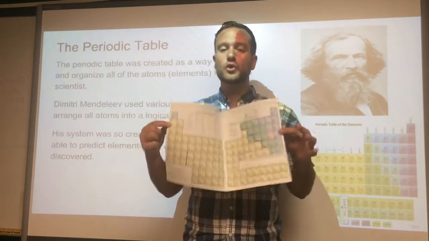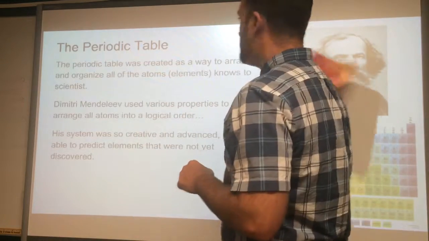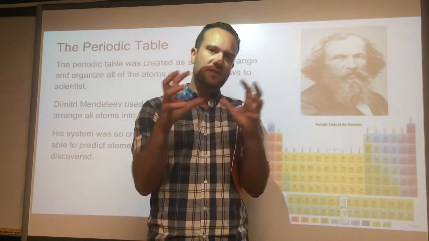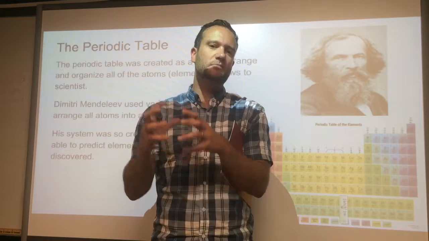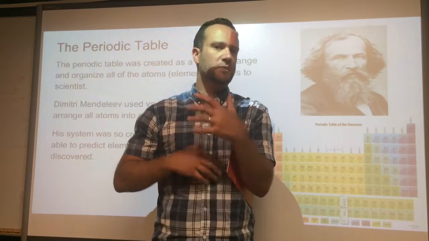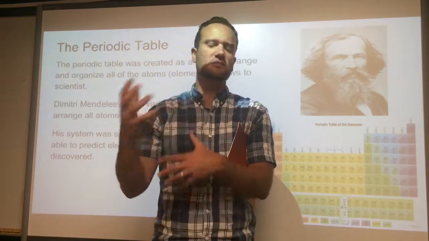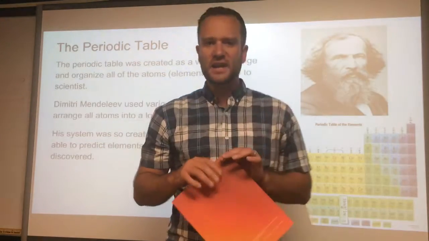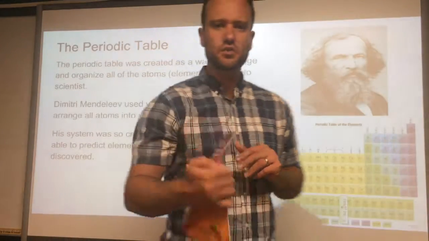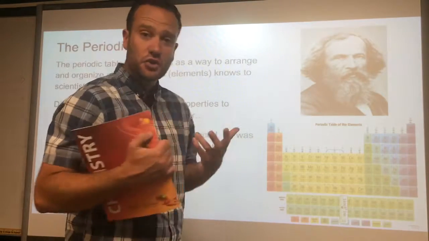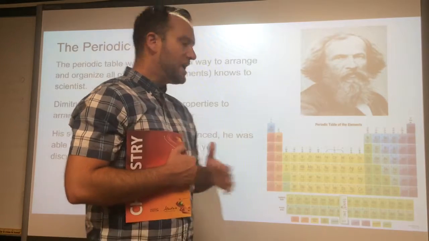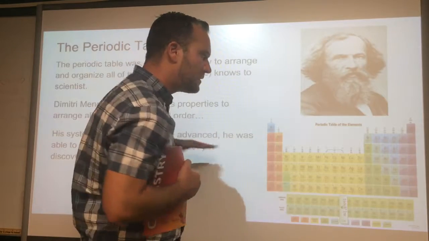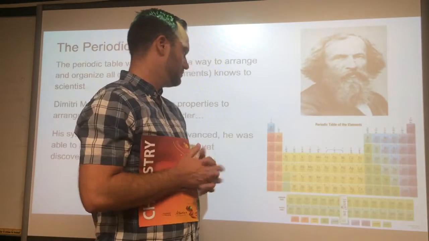Now, who created this? Dmitry Mendeleev created this. He found a way of putting this together based on some properties of atoms. Something to do with number of protons, and I don't want to get into it too much right now. But this periodic table is arranged in a logical order. We have something to do with our vertical columns. That means something. We have something to do with our horizontal periods.